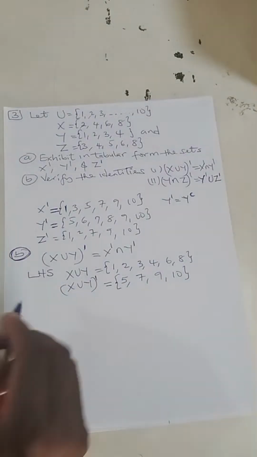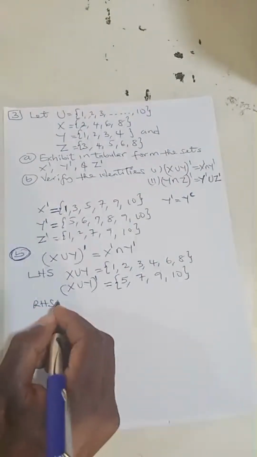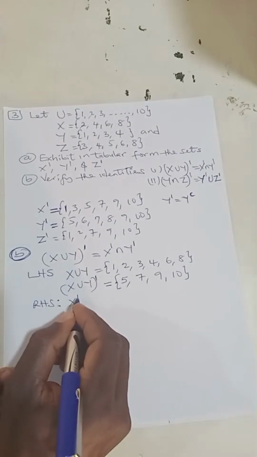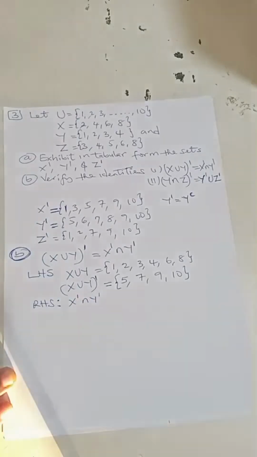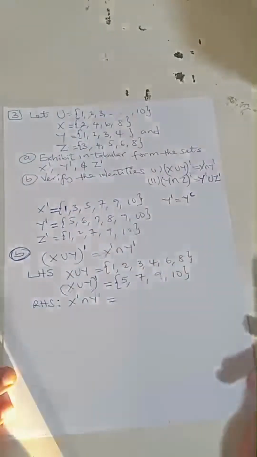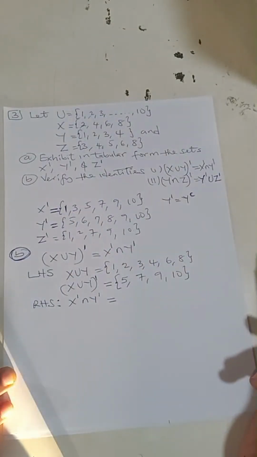And for the right-hand side, we want to combine X complements intersect Y complements. This will not take us time. We've gotten our X prime and Y prime. Okay, let's find the intersection between those sets.